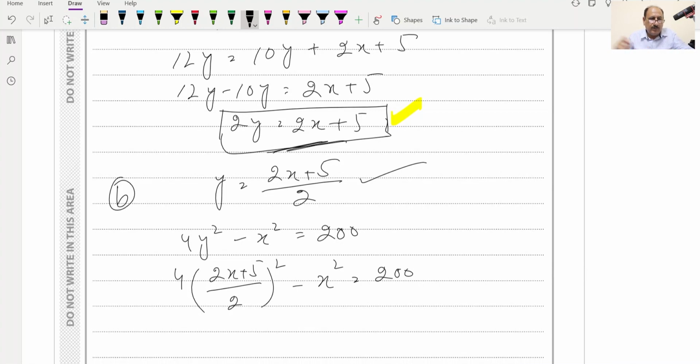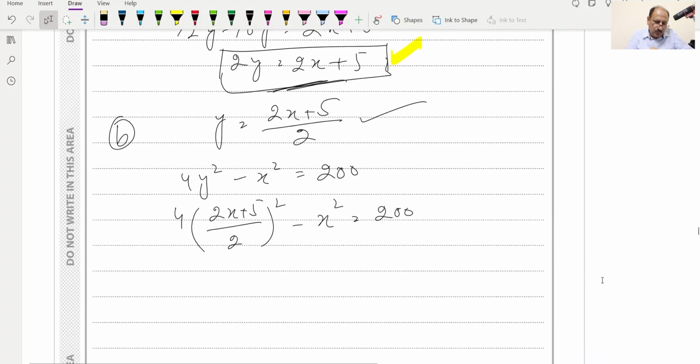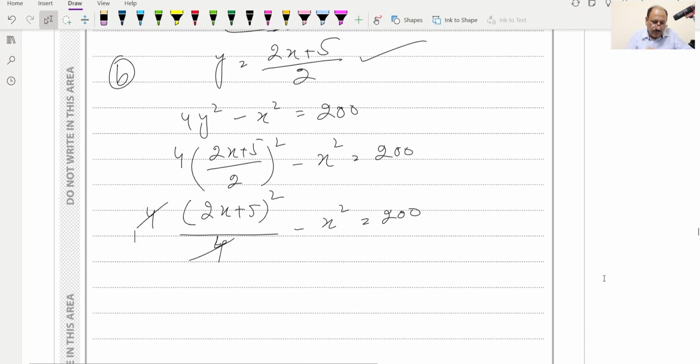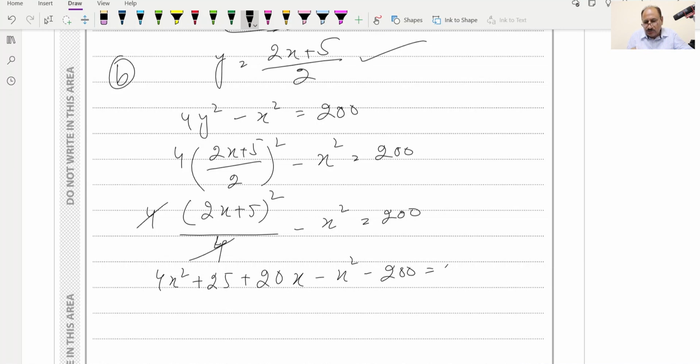And if we open this square, we can write it separately as (2x plus 5) whole square, divided by, out of the square this 2 will become 4, and minus x squared is equal to 200. The 4 will be cancelled with 4, and the rest, we can open the square, so it will be 4x squared plus 25 plus 2 into 5 will be 10, into 2 will be 20, so 20x minus x squared minus 200, we can shift to the other side. So this is done. Now we can simplify.